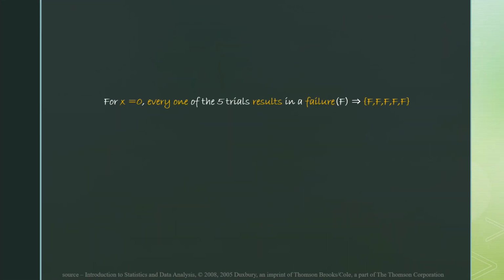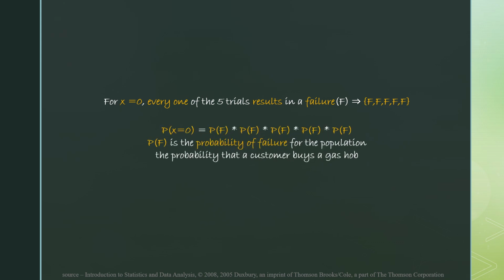For x equals 0, every one of the 5 trials results in a failure F, that is all F's. Probability of x equals 0 thus equals probability of F raised to the power 5, where probability of F is the probability of failure for the population, which is nothing but the probability, the long run relative frequency, that a customer buys a gas hob. And there is only one combination or sequence of results for x equals 0, which is all F's.